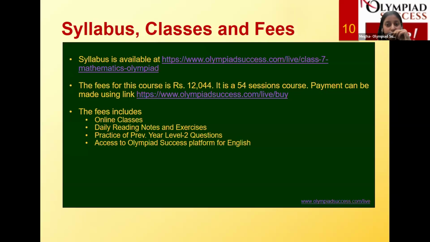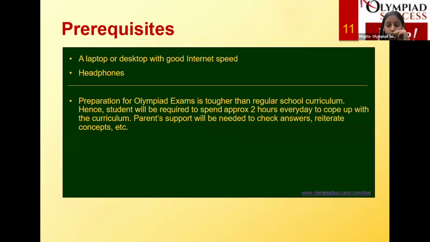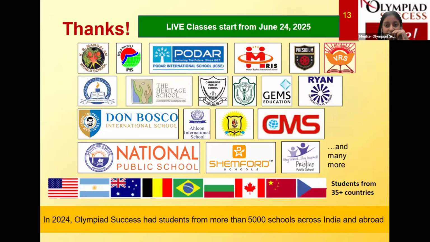The syllabus is available on this particular link, and the fee of this course is 12,044 rupees. It is a 54 session course, and payment can be made using this link. This fee includes online classes, daily reading notes and exercises, practice of previous year papers, and access to the Olympiad Success platform. What else do we require? A laptop or desktop with good internet speed and headphones for better audio clarity. Live classes will start from 24th June 2025.